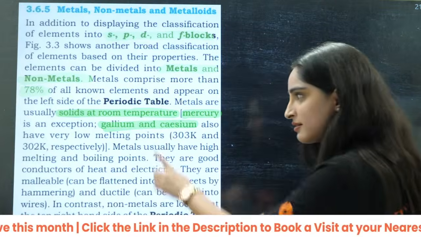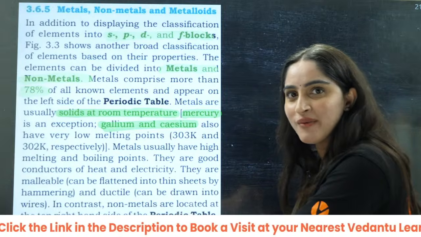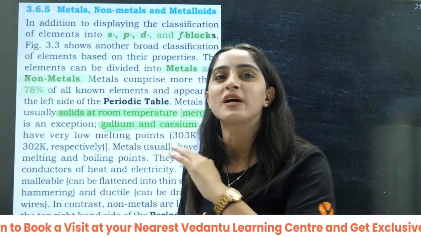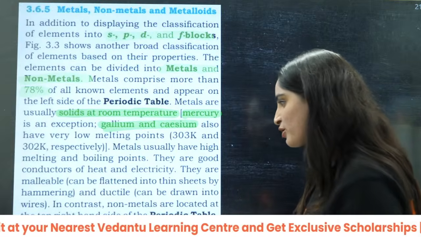In contrast, this they will not ask you. Properties of metals and non-metals, they will not ask you. If they ask you, that is a very, very easy question, if we talk about the NEET exam.